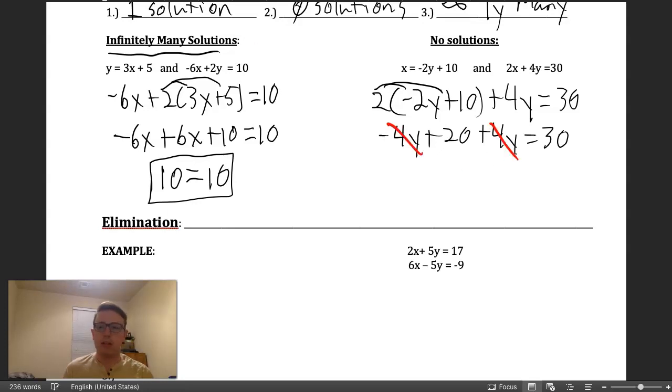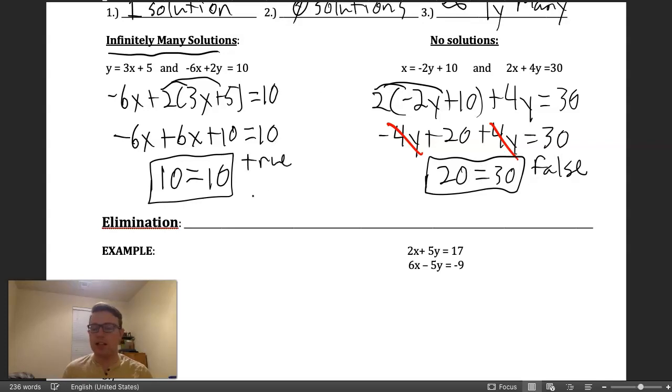So all we're going to be left with is 20 is equal to 30. And that's very much not true. So if you're left with an equation that is false, you're going to have no solutions. Where one number is equal to another, and they're not, that's no solutions. If it's true, like 10 is equal to 10 or 0 is equal to 0, that means we have infinitely many solutions.